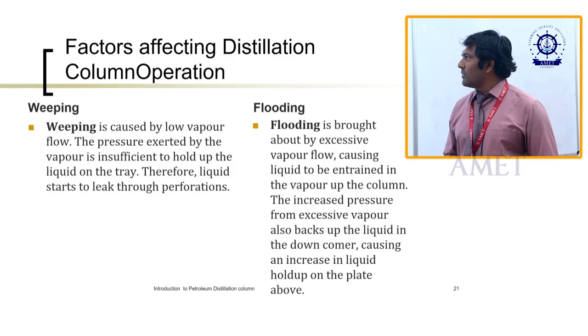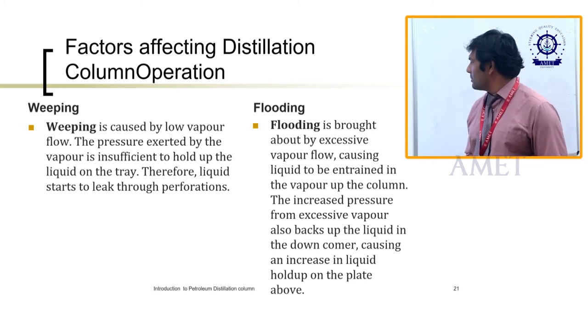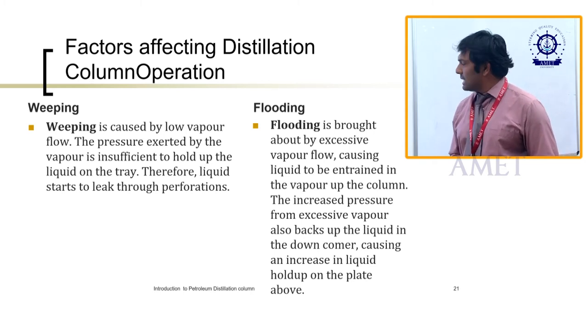Weeping and flooding. Weeping is caused by low vapor flow. The pressure exerted by the vapor is insufficient to hold up the liquid on the tray. Therefore, liquid starts to leak through the perforations. Flooding is brought about by excessive vapor flow, causing liquid to be entrained in the vapor up the column. The increased pressure from the excessive vapor also backs up the liquid in the downcomer, causing an increase in liquid holdup on the plate above.